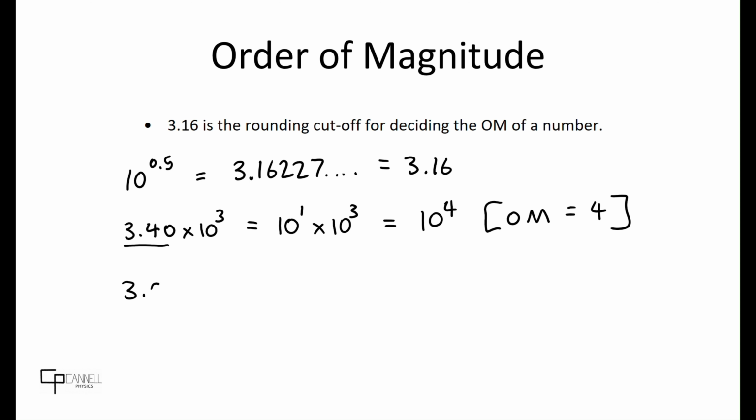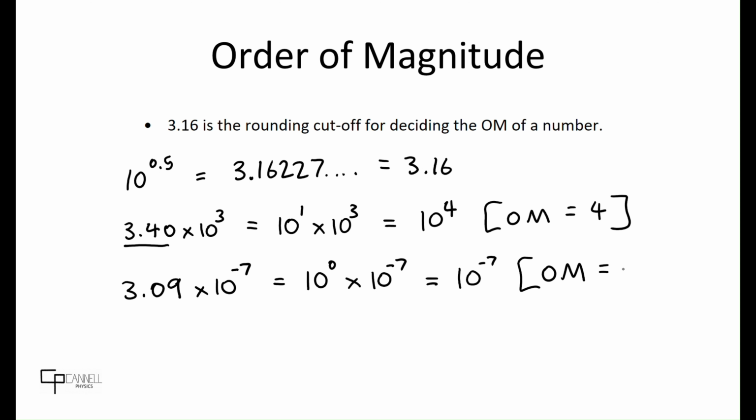Let's do another example, 3.09 times 10 to the power of negative 7. Again, rewriting 3.09 as a power of 10. That's slightly below 3.16. So we are going to round down to 10 to the power of 0, because the power for 3.09 must be slightly less than 0.5. So we will go down to 0. And not forgetting the 10 to the negative 7. Adding these two powers gives us 10 to the power of negative 7, and therefore the order of magnitude for this number, 3.09 times 10 to the negative 7, is negative 7.